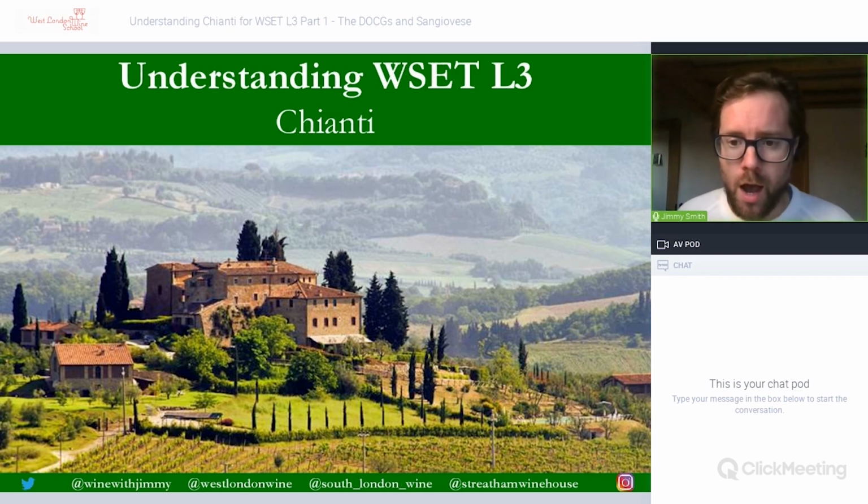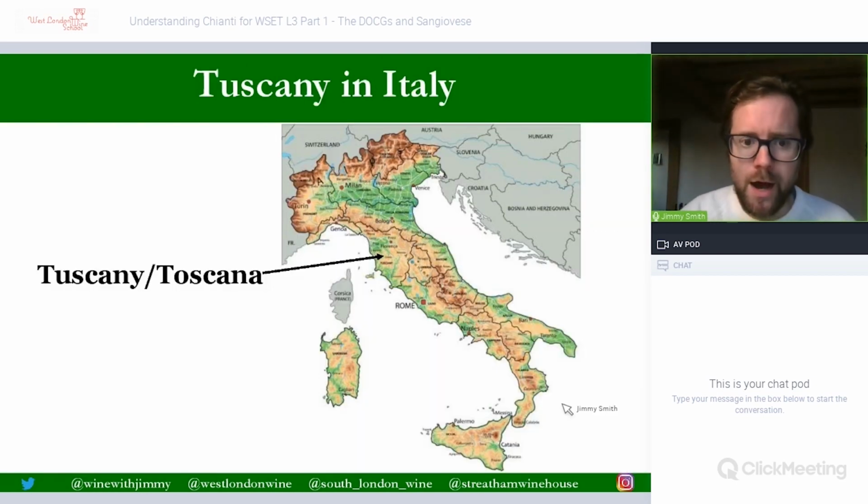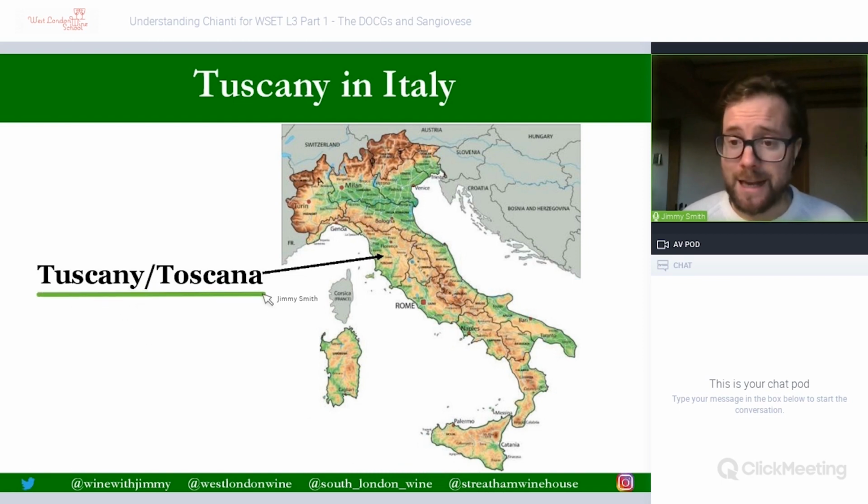So to give you an idea of where it is, so there we are. So there is the wonderful nation of Italy, including Sardinia and Sicily. But we are pointing, as the arrow suggests, just here to that area that we're focusing on, which is Tuscany or Toscana. Tuscany is the English, Toscana the Italian. It's completely fine to write either for the WSET Level 3.